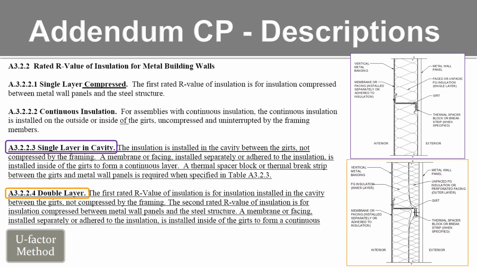And then you get on to the double layer system. This one does have one layer compressed. And you may or may not be required to put in a thermal spacer block or a brake strip tape. It all depends on that table. And then the second layer is installed on the interior, uncompressed, and it may be faced or have a separate membrane installed. So hopefully that information was useful.